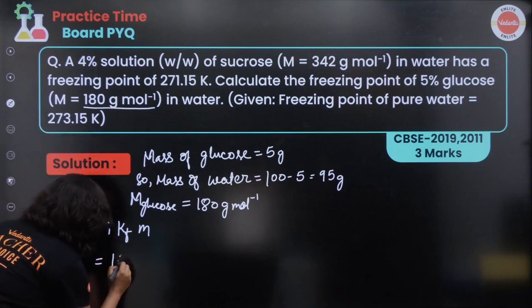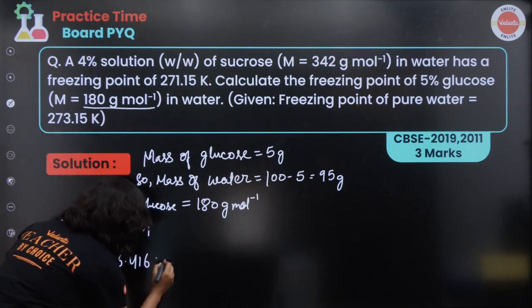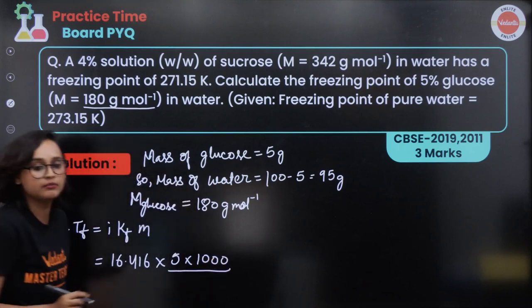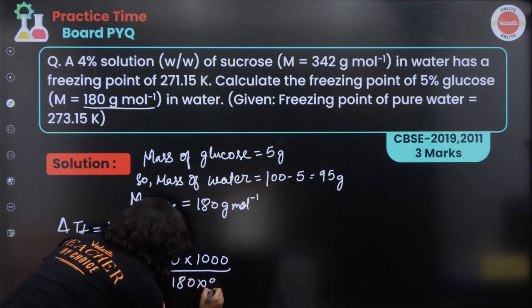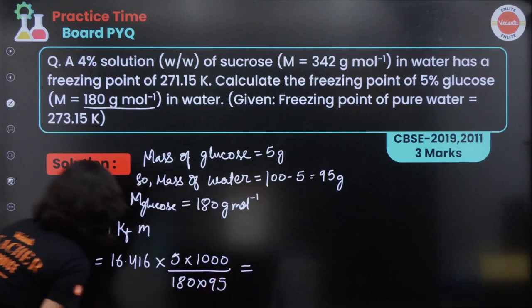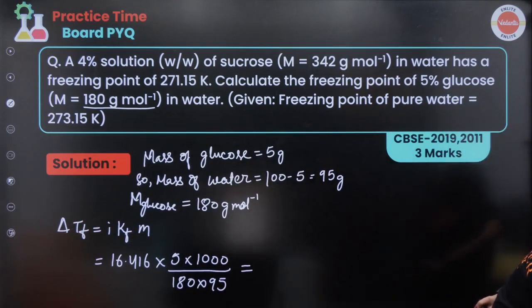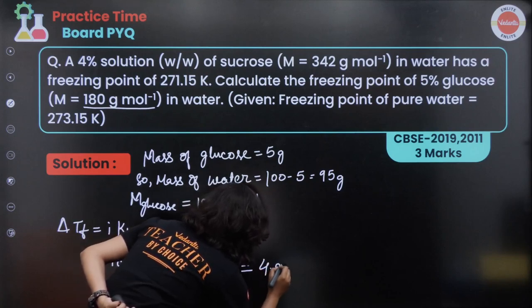So what will we get? We will get 16.416 into, same thing, 5 into 1000 divided by 180 into 95. If we calculate this, how much will I get? One second, check. Delta TF is equal to 4.8 Kelvin. We are getting 4.8 Kelvin.